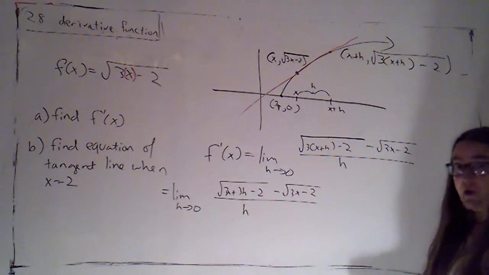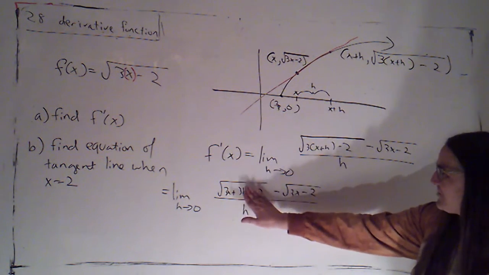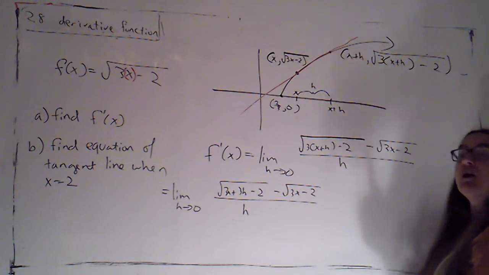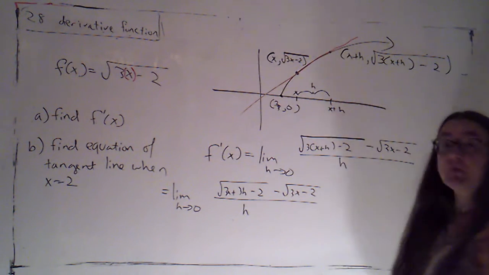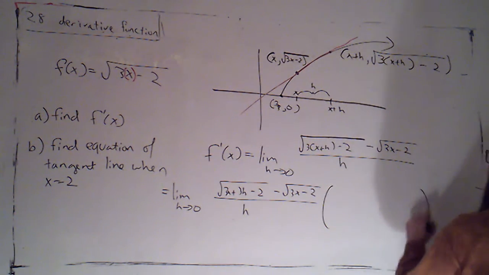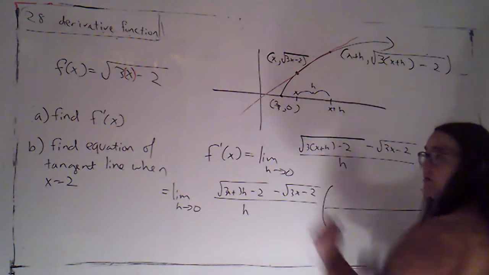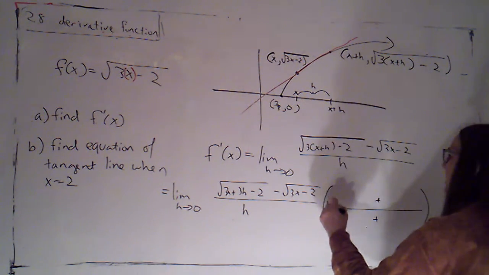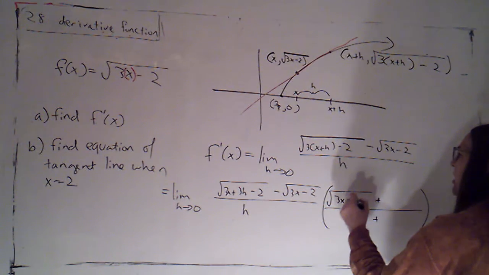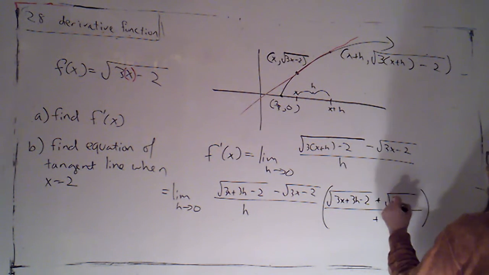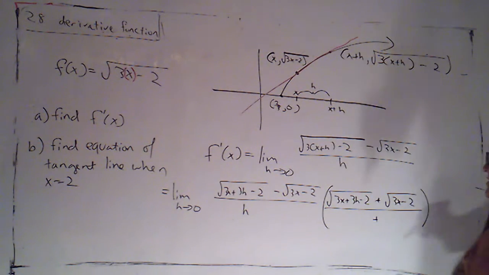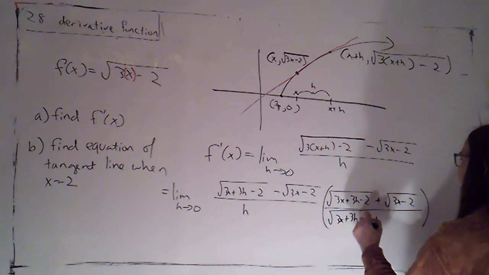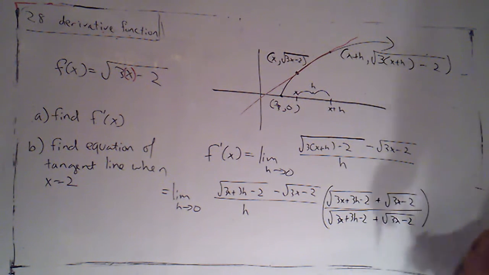And of course, top and bottom are both going to 0, because if I plugged in 0 for h, that makes the 2 terms on top the same, and then h is going to 0 on the bottom. So we've got this indeterminate form, and it involves roots. So the way I'm going to simplify that is to rationalize. So I'm going to take these same 2 roots, but I'm going to connect them with the opposite sign. That's going to give me the conjugate, and I'll multiply by 1 in the form of the conjugate over itself. So that's root 3x plus 3h minus 2 plus root 3x minus 2, all over itself.